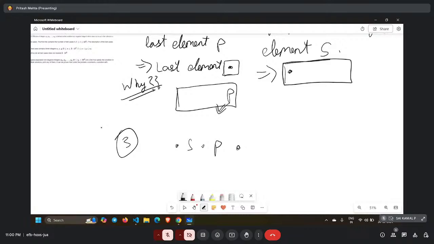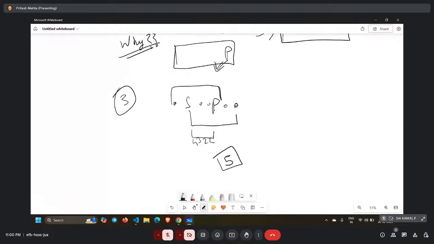So now consider element 5, and if we speak generally, then take any S and any P, and let there be k dots there, and consider the element k plus 3. So we have two options to put it. We can put the k plus 3 element either here or here.